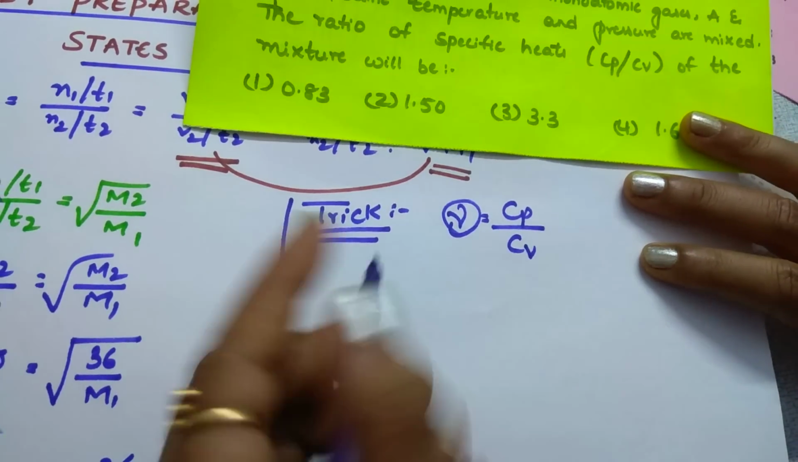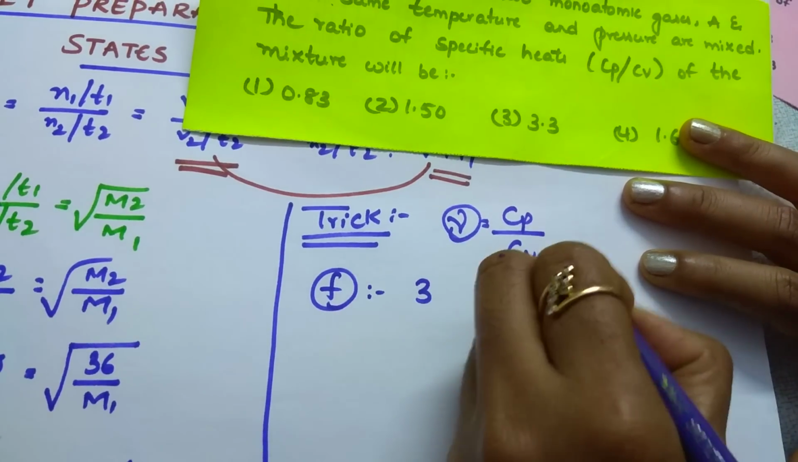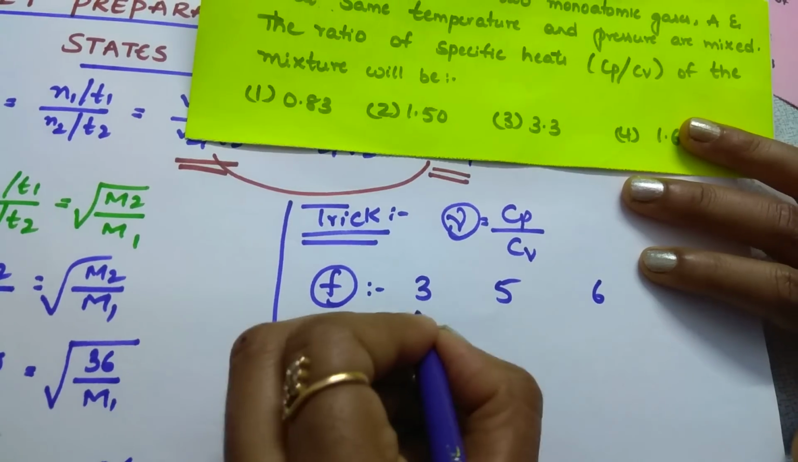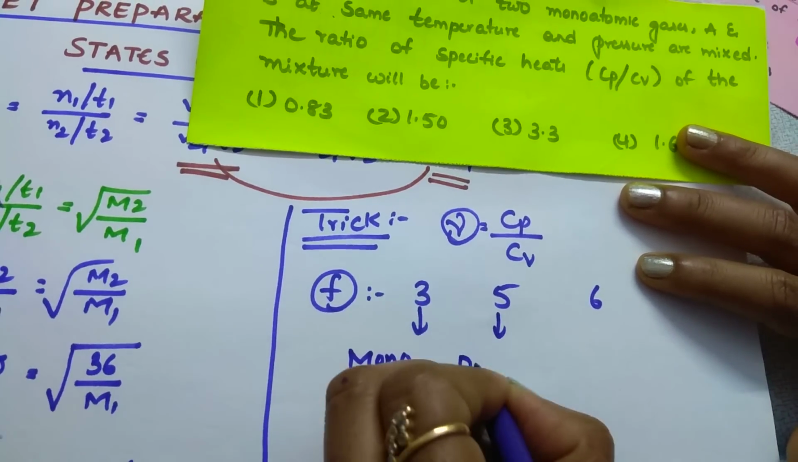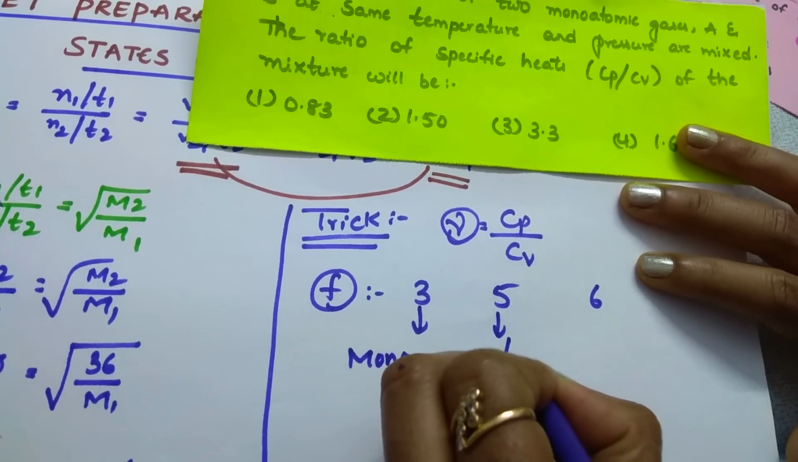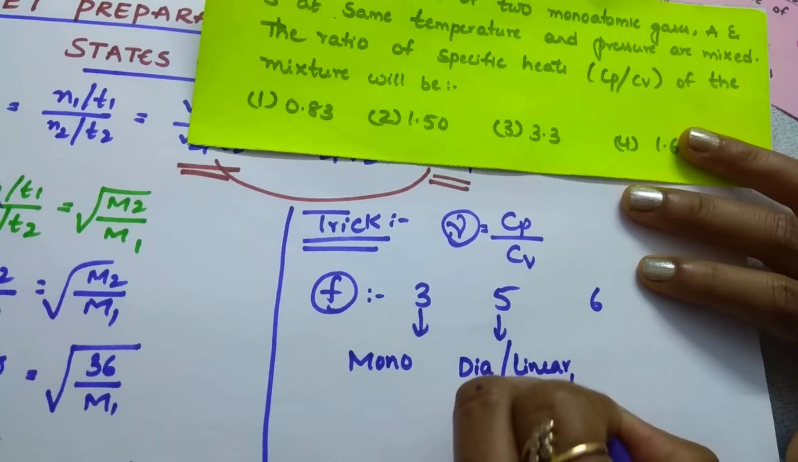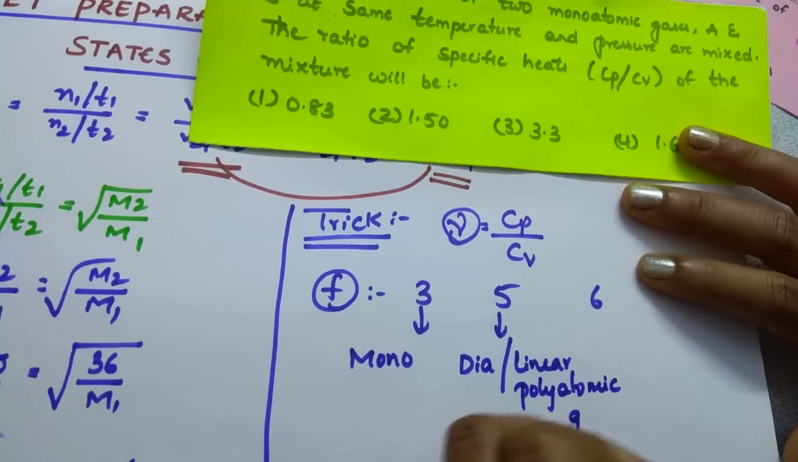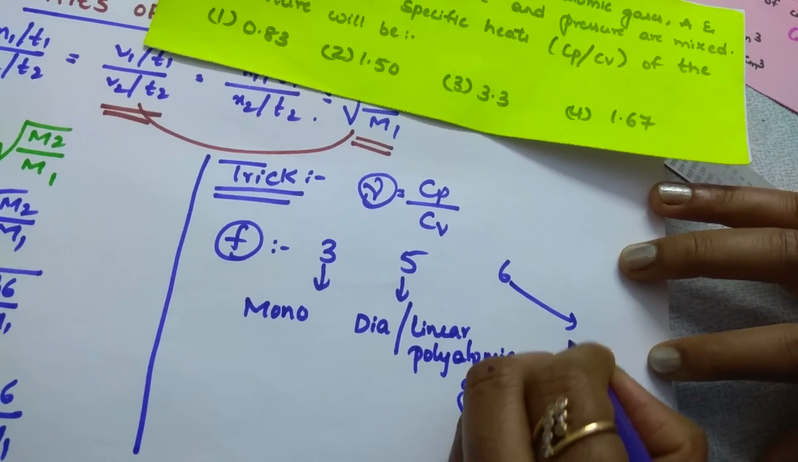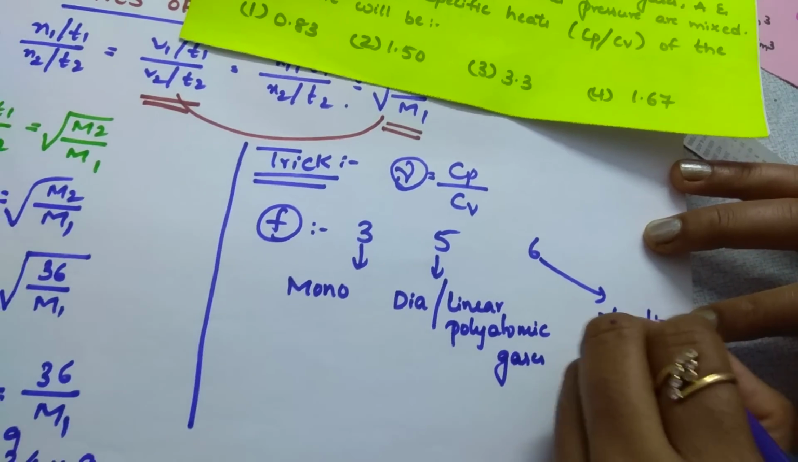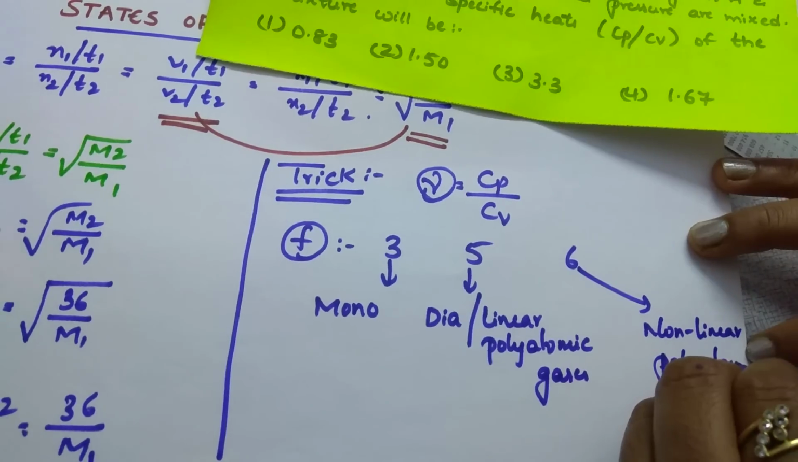To solve this question, I'll give you degrees of freedom values: 3, 5, 6. Keep these 3 numbers in mind. 3 is for monoatomic gases, 5 is for diatomic as well as linear polyatomic gases, and the next one, 6, is for non-linear polyatomic gases. Clear, students? Non-linear polyatomic gases.